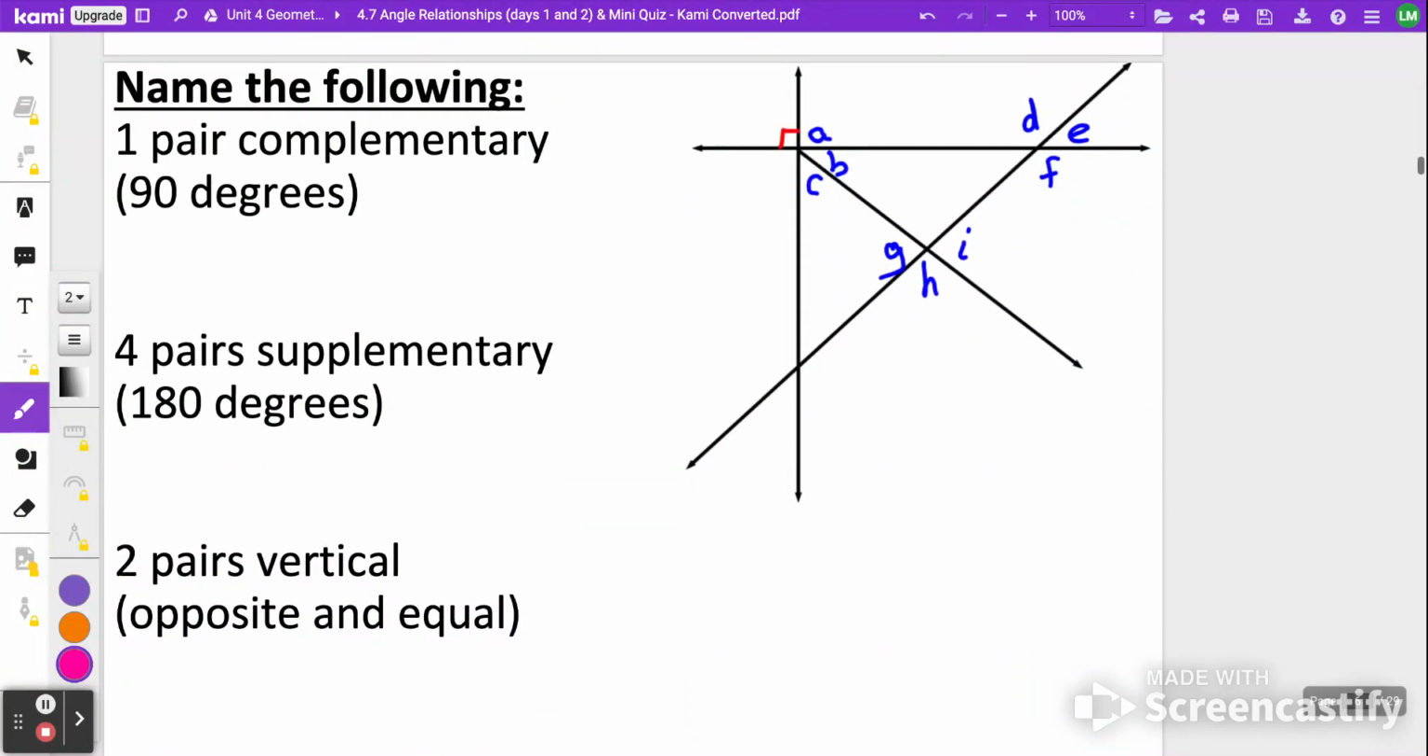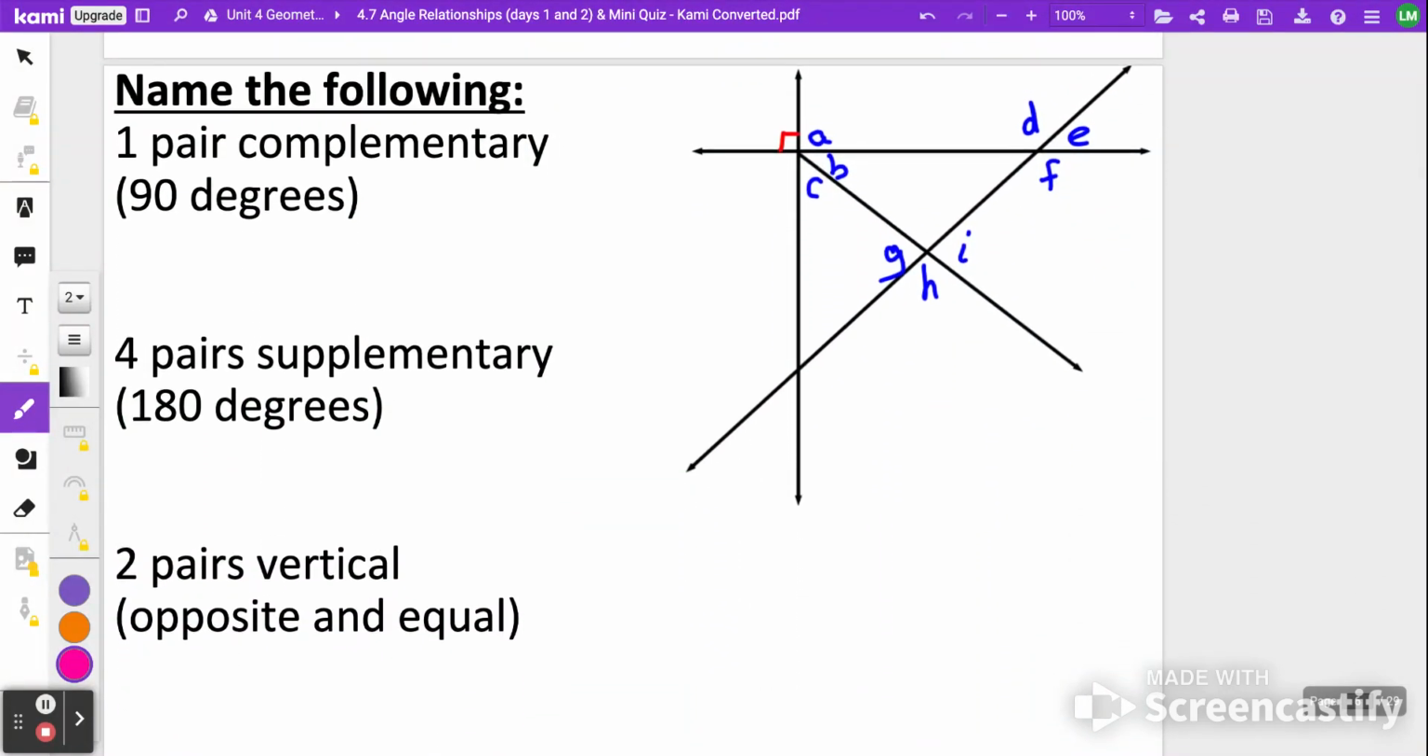All right, what we're going to do here is we have a set of a lot of letters and angles. We're going to try to find a pair of complementary angles, 4 pairs of supplementary angles, and then 2 pairs of vertical angles, which are opposites and equal.